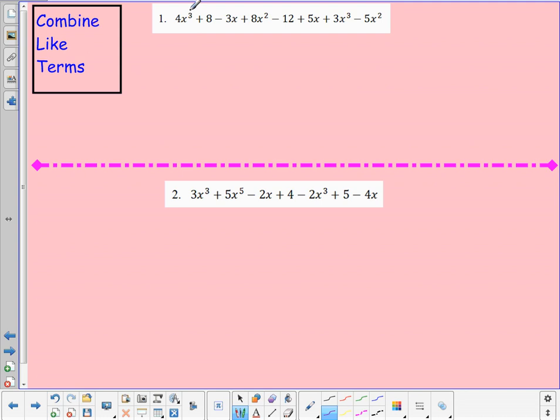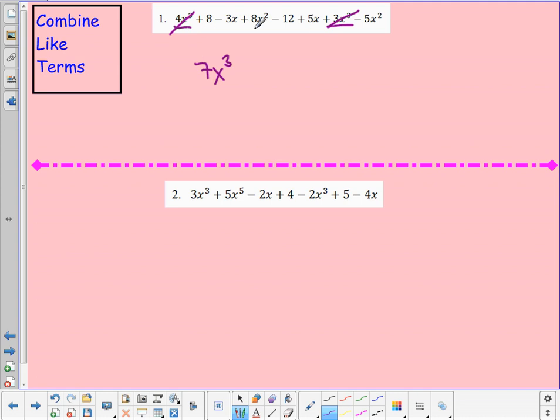And I see that it is this x to the third power. So I'm going to put 4x to the third and 3x to the third together. 4x to the third plus 3x to the third is 7x to the third. Again, I add the coefficients, keep the power the same. Once you're done with it, you can cross it out and move to the next.